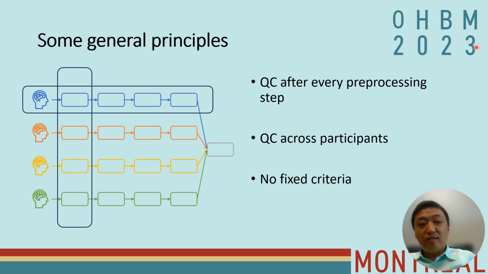And also, we need to consider the distributions of some outputs to determine some criteria, for example, head motion. This brings us to the third point, that we really need to consider the whole distributions across subjects to determine some of the thresholds, for example, to remove subjects. Particularly for head motion, we need to consider the distribution of head motion across subjects and then determine a threshold to remove subjects. If we are studying some very special sample, for example ADHD, we may change the threshold according to the whole distributions.